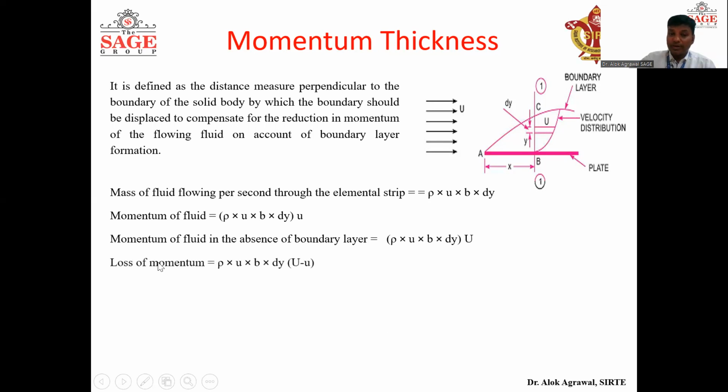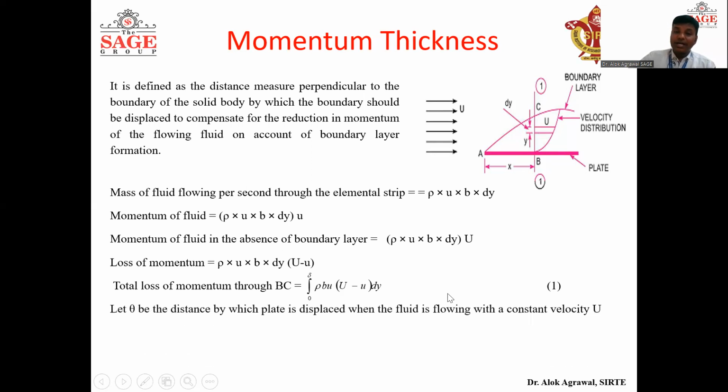So what will be the loss of momentum? Loss of momentum will be higher momentum minus lower momentum. Here capital U is greater than small u, so this momentum will be high and this momentum will be low, and this will be the loss of momentum. Taking the loss through BC, we get 0 to delta. This loss of momentum is for this small strip. So for the complete thickness delta, what will be the loss? We have to integrate from 0 to delta, and we call this equation 1. So this is the total loss of momentum through the boundary layer thickness BC, that is delta.